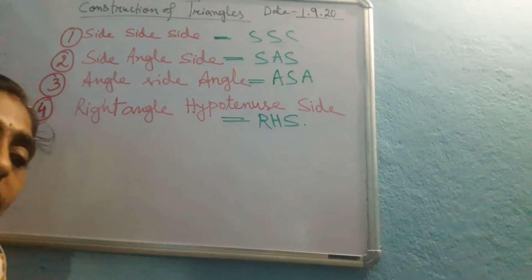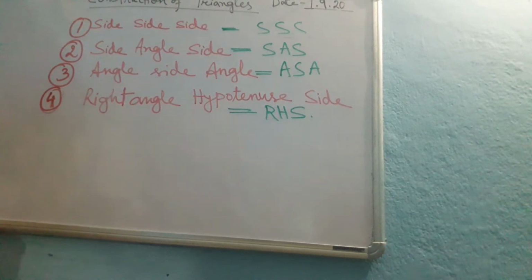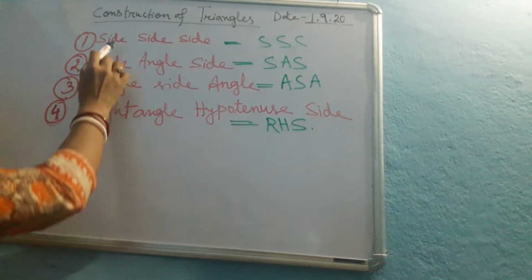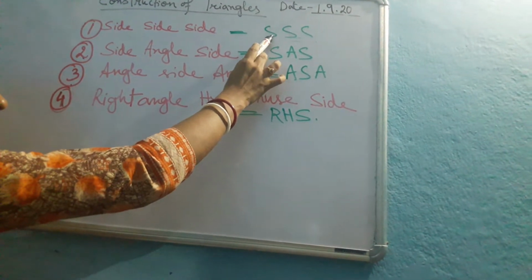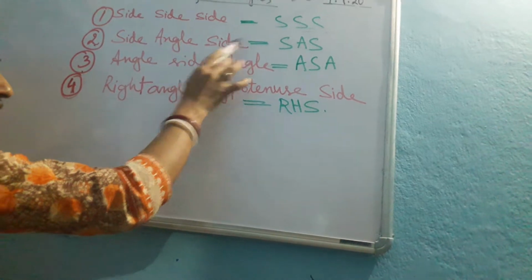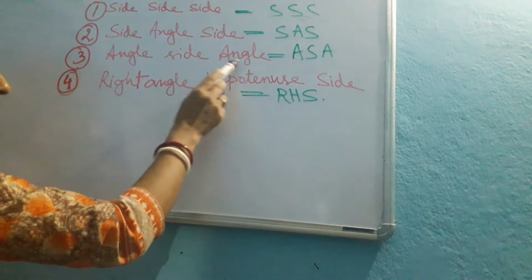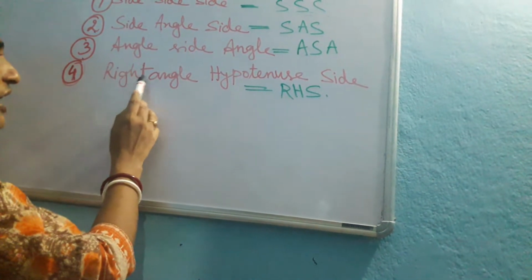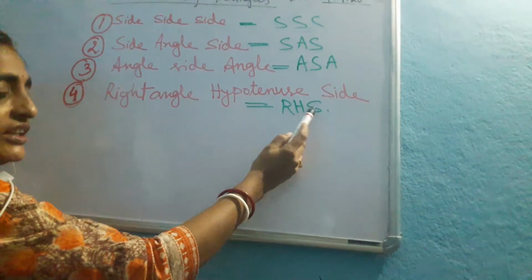For that, we will revise the chapter of congruency. Okay, and what are the criterion you have followed over there? There we have followed these four criterion. What is the first one? The first one was side, side, side. In short, we used to call it SSS. Okay, second criterion was side, angle, side. In short, it was SAS. Then third one was angle, side, angle, and in short, it is ASA. And fourth one was right angle, hypotenuse, and side. In short, it was RHS.